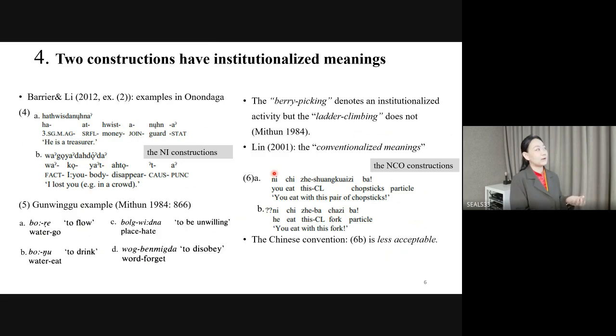Lin Zhong, professor, in 201. He gets the conventionalized meaning. For example, for Chinese people, we're familiar with chopsticks when we have a meal. So in the example in 6B, some people will accept it, but some people will feel very awkward. So I said that for Chinese speakers, the example in 6B is less acceptable. So they said that the two constructions have an institutionalized meaning.